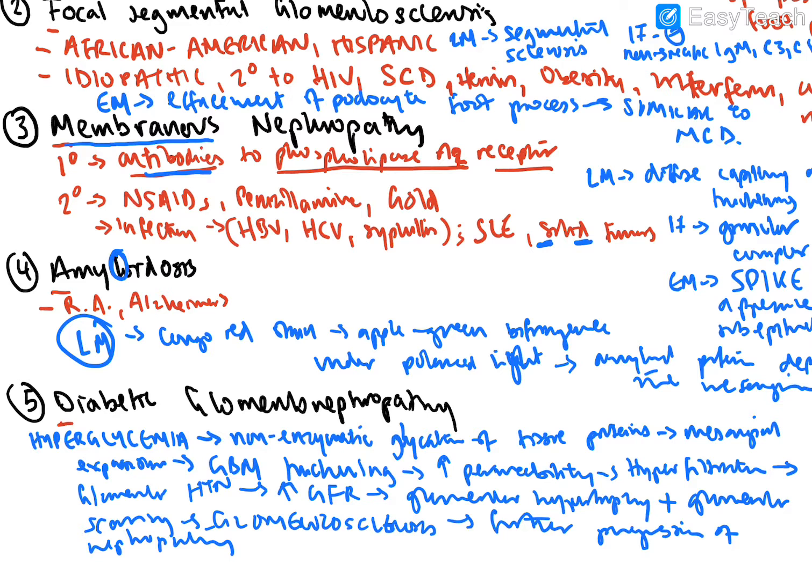This leads to mesangial expansion. When mesangial expansion happens, the glomerular basement membrane thickens. What happens when it thickens? It causes increased permeability. When there's increased permeability, there's hyperfiltration, a lot of fluid going in and out, a lot of business going in and out, right? Thanks to the whole sugar coating thing.